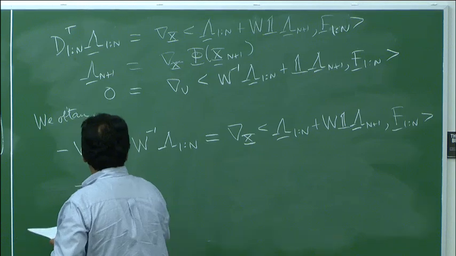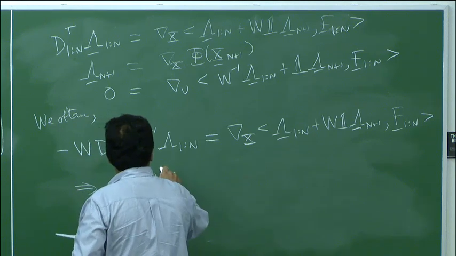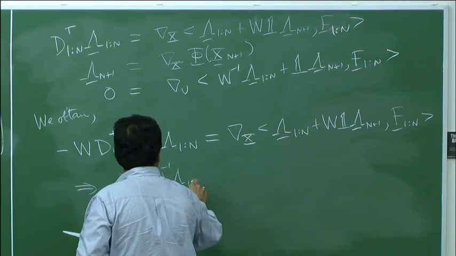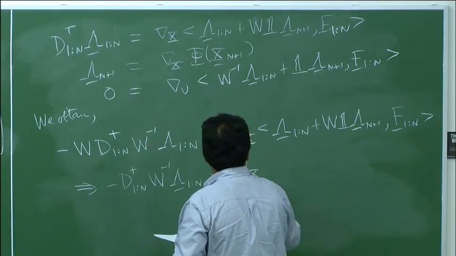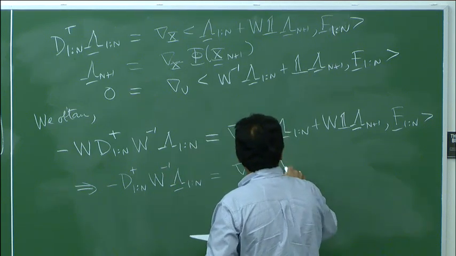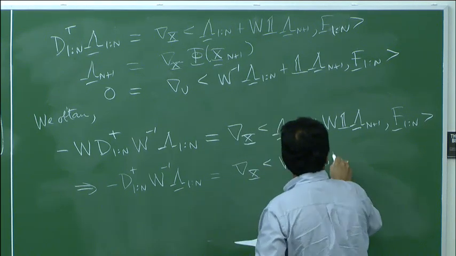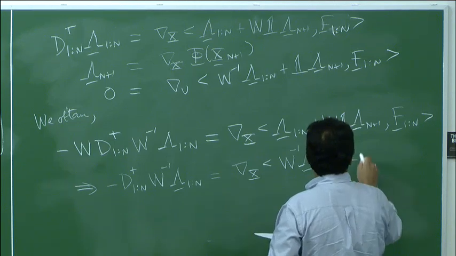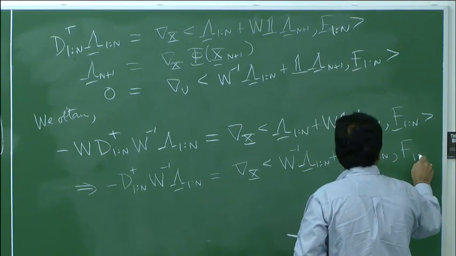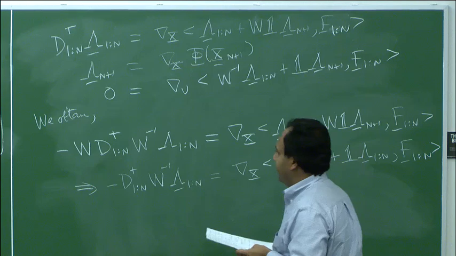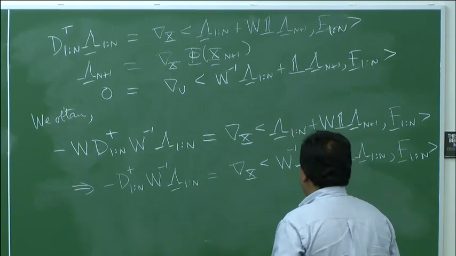Now, since this matrix W is not singular, I can do some manipulations here, and I can get that minus D1:n dagger times W inverse times lambda 1:n is equal to, I multiply across by W inverse, and since W is a constant matrix, I get W inverse lambda 1:n plus, and then W inverse times W disappears, and I get lambda 1:n times f 1:n, right?